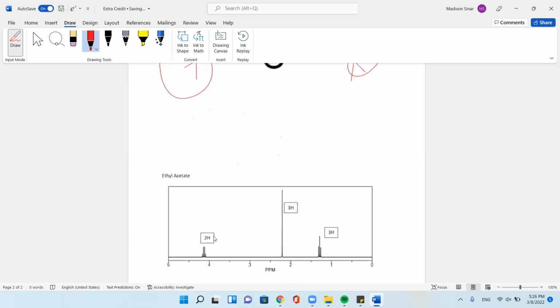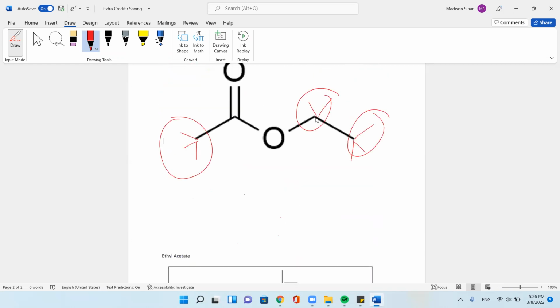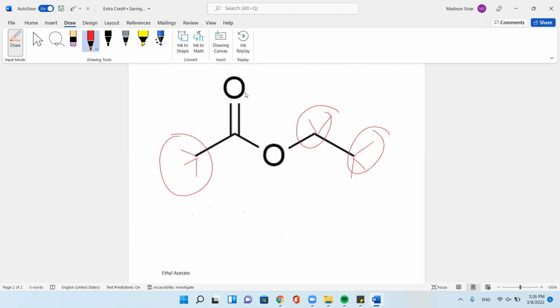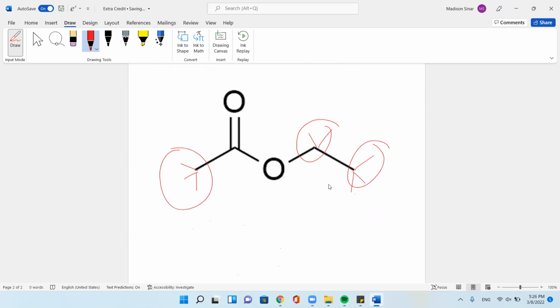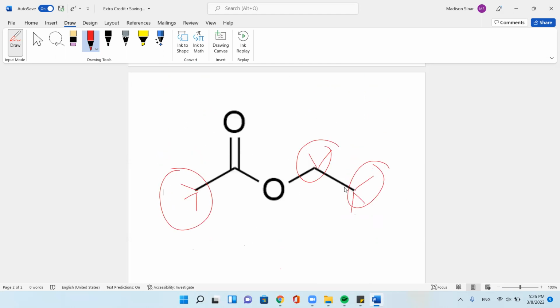So minus 1 is 3. So if we come over to this carbon with these 2 protons, we can see that this neighbor here has 1, 2, 3 hydrogens. So this is kind of how you'd walk through an NMR to determine a molecule. So this is an easier one. Let's look at a little bit more complicated one.